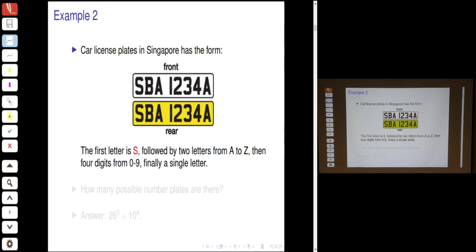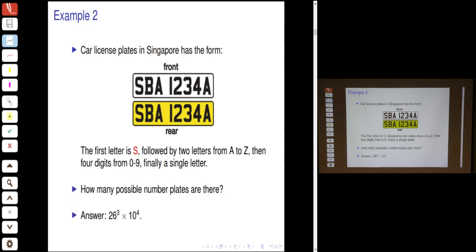In Singapore, the car plates are like this. The first letter is always S. And the next 2 positions are followed by 2 letters from A to Z. So the next 2 positions are held by a Roman letter. Then followed by 4 digits, 1, 2, 3, 4, or 9, 1, 2, 3, or something. And the last one again is a single letter. Now the question is how many different plates are there? How many possible plates are there?